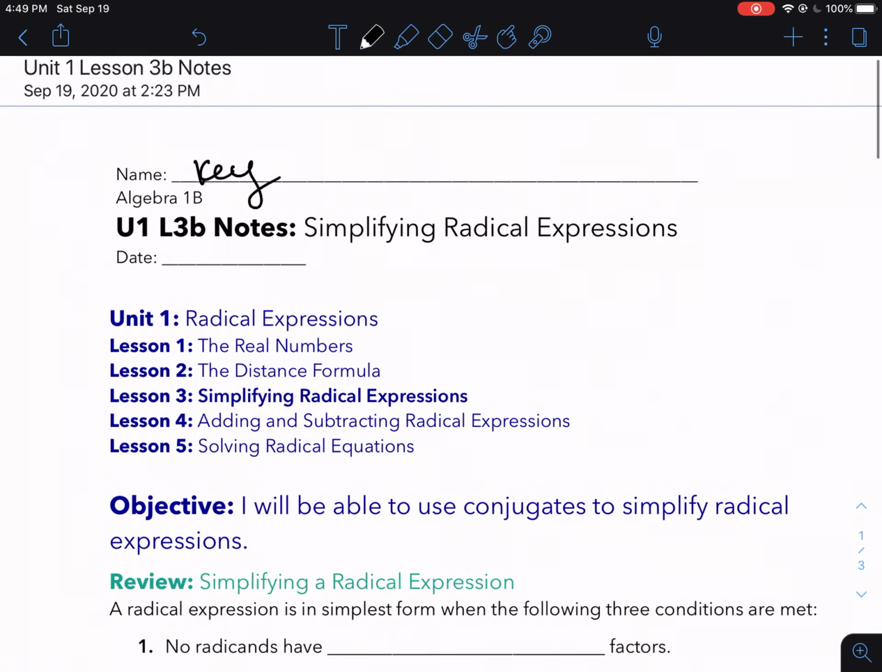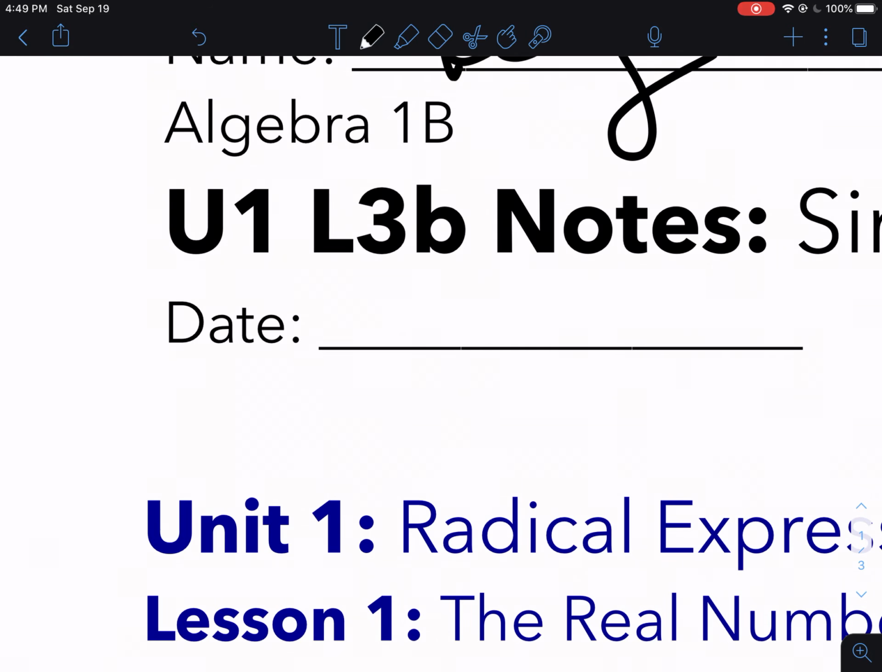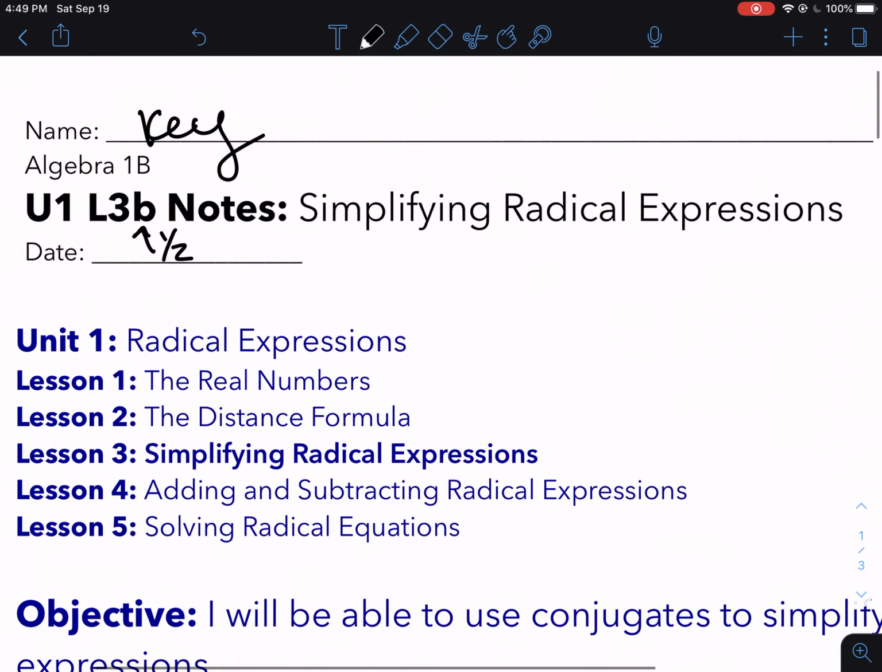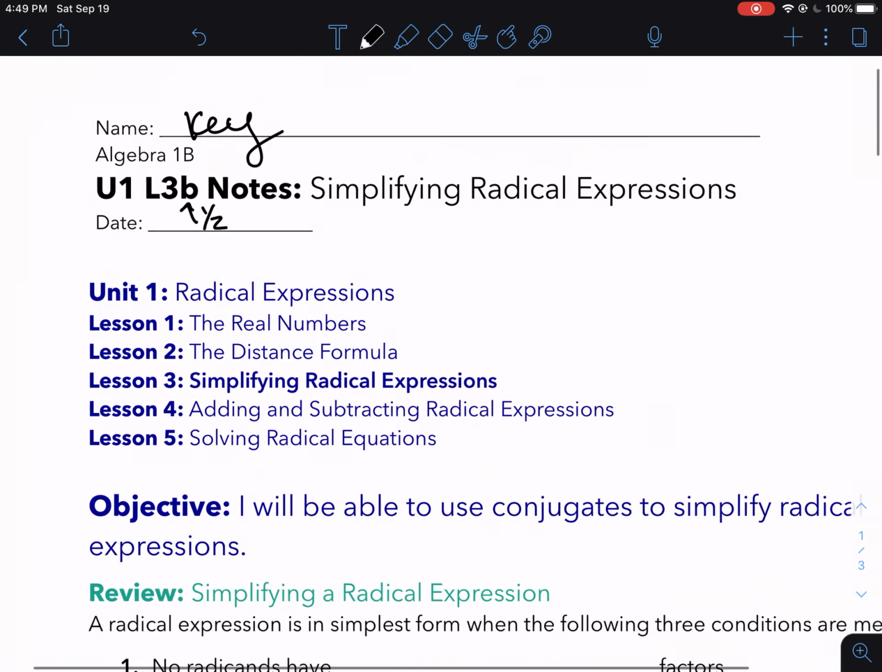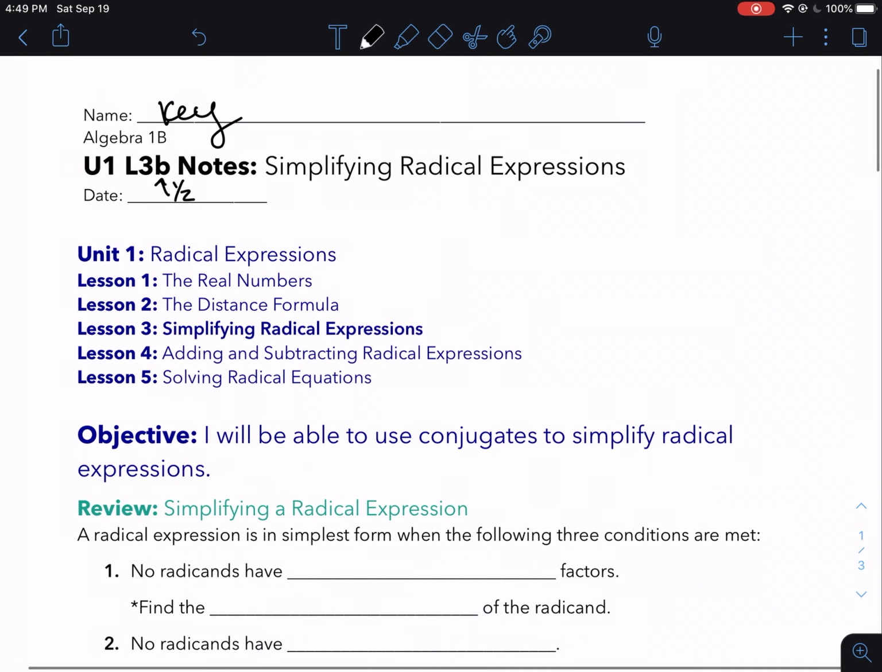Hey there, welcome to Unit 1, Lesson 3b Notes. That means we're doing the second half of Lesson 3 today. We're going to continue simplifying radical expressions, and today we will look at just conjugates. We will use conjugates to simplify radical expressions.